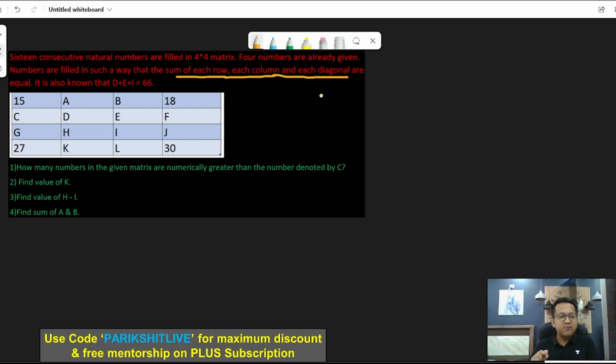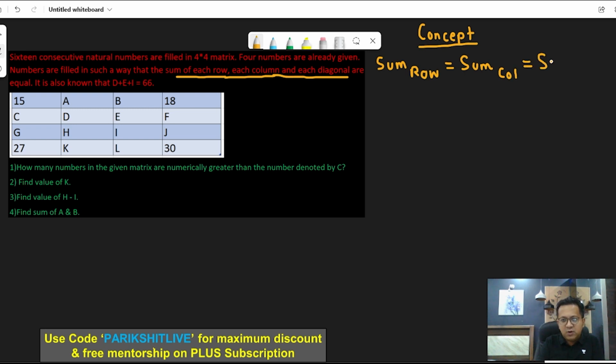Okay, I believe that you have tried it. So first, let's understand how to arrange numbers in a matrix. Let's talk about the concept first. I'll go to the puzzle later, but first, let's talk about the concept. The concept of arranging numbers such that the sum of the numbers in each row should be equal to the sum of the numbers in each column, which in turn should be equal to the sum of numbers in each diagonal.